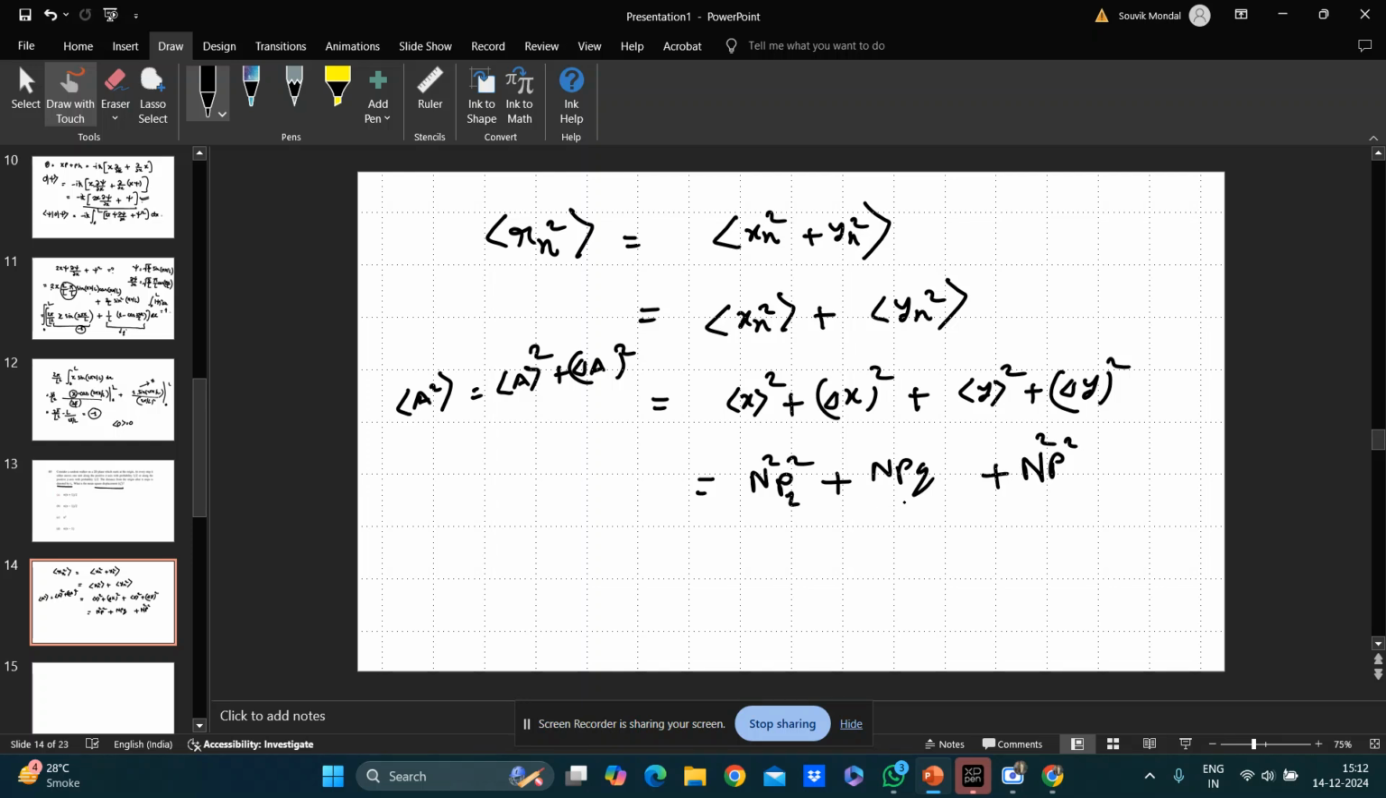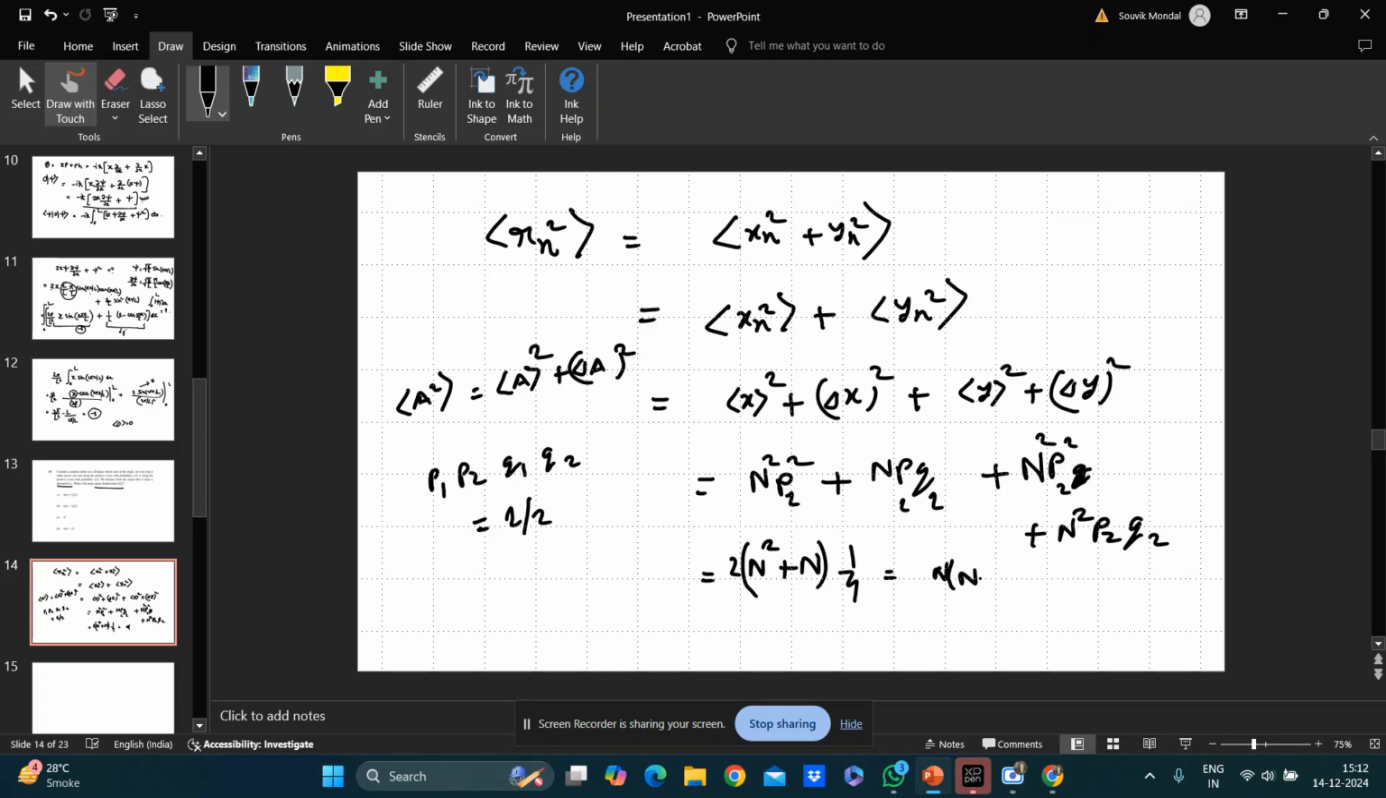I should write it as p1 q1 and p2 q2. p2 square plus n square into p2 q2. Okay. Now p1, p2, q1, q2 all are half. All are half. Okay. So it will simplify to n square plus n into 1 by 4, which is equal to n into n plus 1 divided by 2.